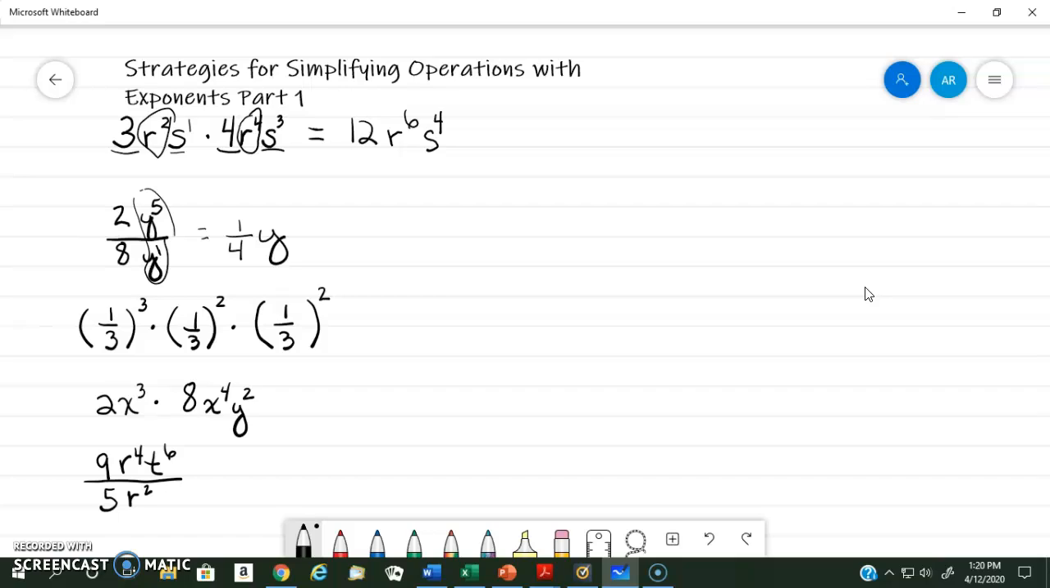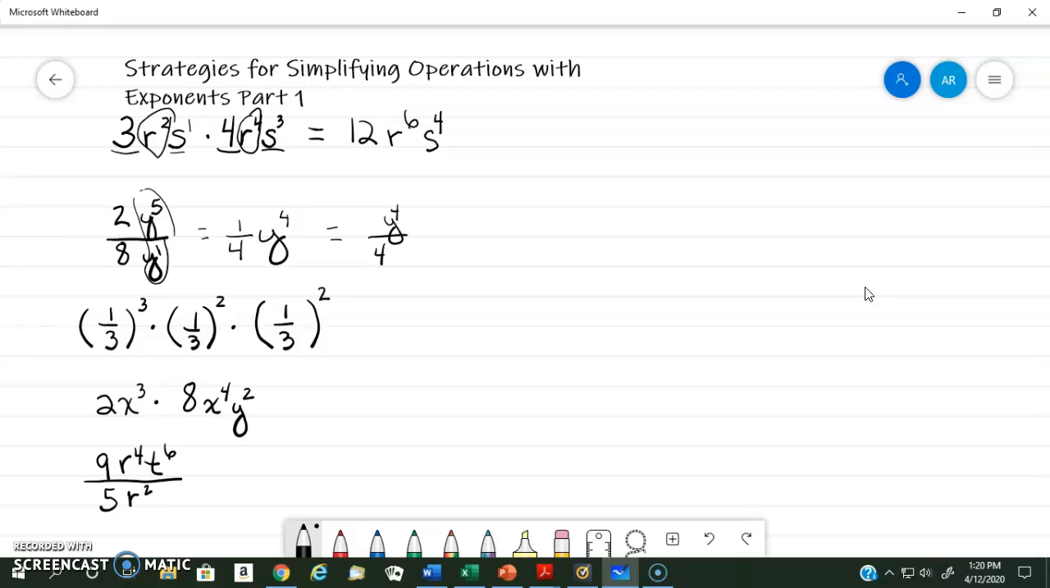Remember, with division, it's the exponent of the numerator minus the exponent of the denominator. And 5 minus 1 gives me 4. I could write it like this, 1/4 y to the 4th, or I could have y to the 4th divided by 4. Either of those two answers are fine.